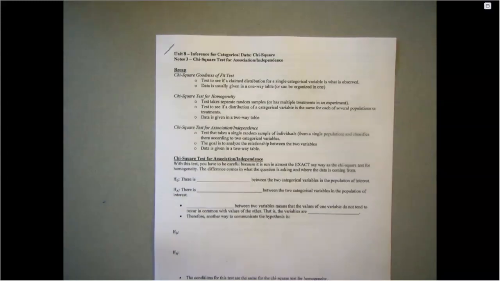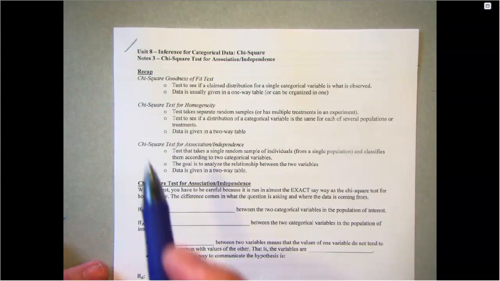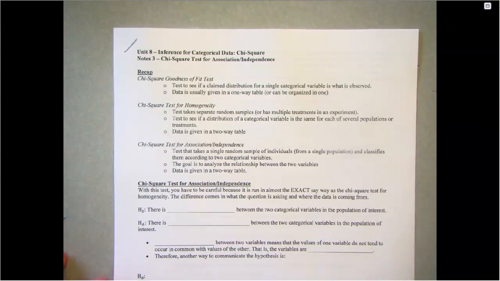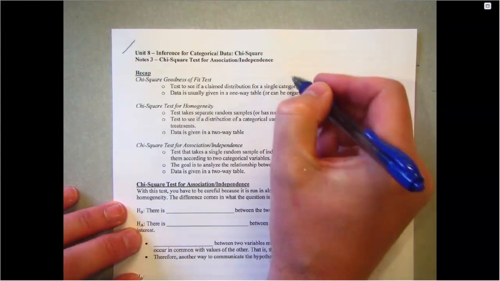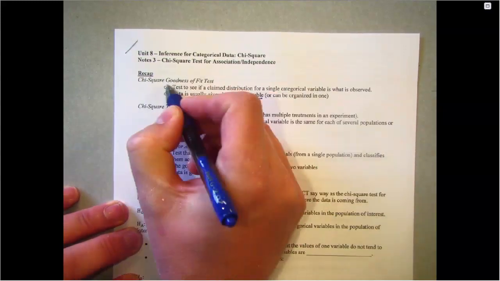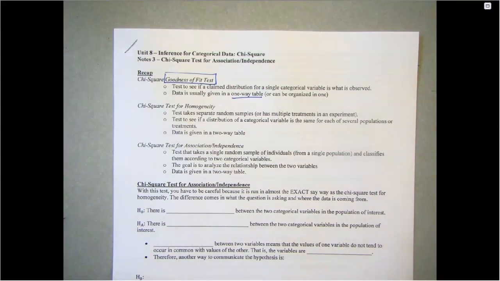This is nearly identical to what we did yesterday. You'll see when we go through the process, it's almost the same. You do need to understand the difference between the three, but really almost just the difference between the two. This one is going to be a one-way table. The goodness of fit is a one-way table. Do you know what a one-way table is? Just one list of numbers, or one column of numbers, either way.